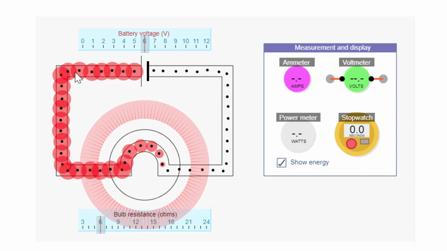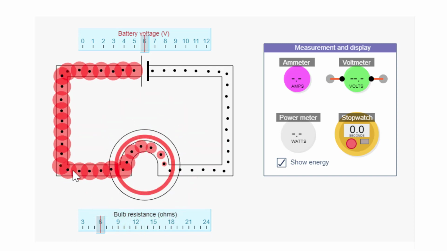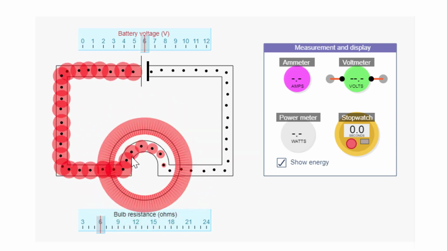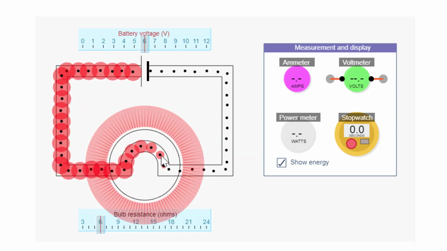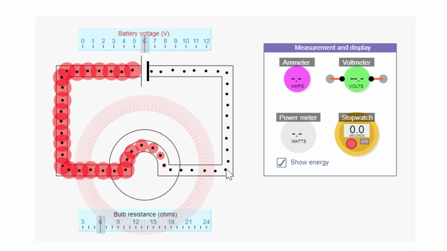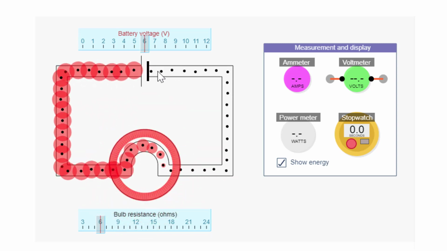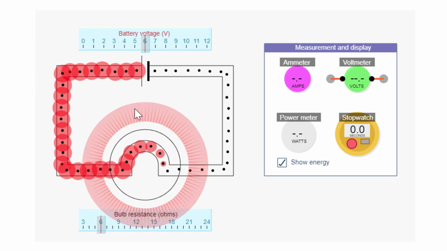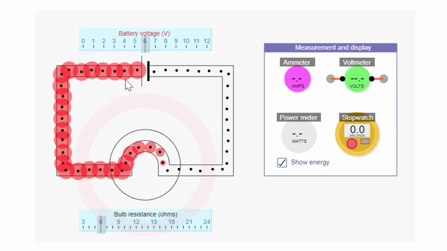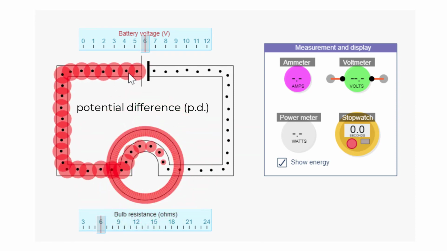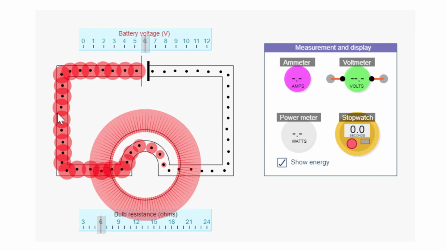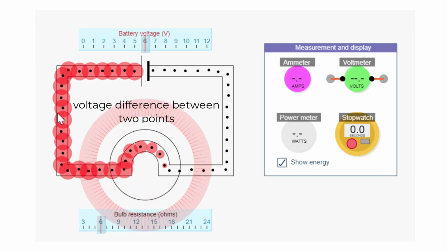So 6 volts, 6 volts, 6 volts, 6 volts, 6 volts, 6 volts, 6 volts, 5, 4, 3, 2, 1 volt, 0 volts, 0 volts, 0 volts, 0 volts, 0 volts. So the difference in potential, or potential difference, between 2 points is just the voltage difference between those 2 points.